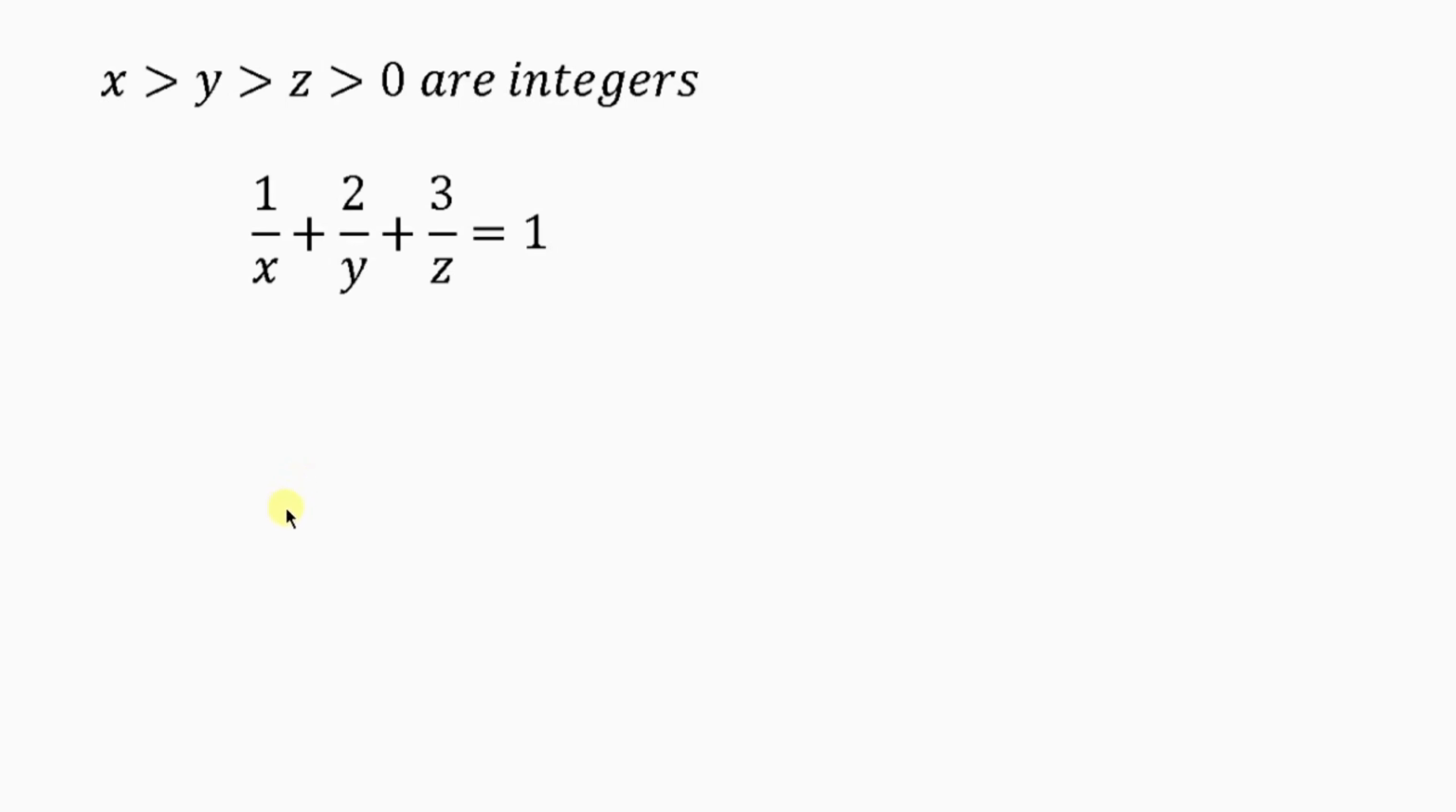Now look at this nice and beautiful question that we have here on the board that we're going to be solving. The question says, if x, y, and z are positive integers such that x is the largest and z is the smallest, and they satisfy 1 over x plus 2 over y plus 3 over z equal to 1, find the values of x, y, and z.